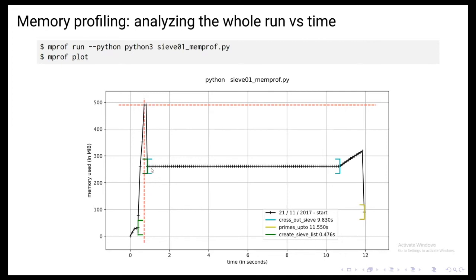So this is the part doing the create CF list. We see that the spike happens during the creation of the CF list. Then we have the section of cross out the CF.